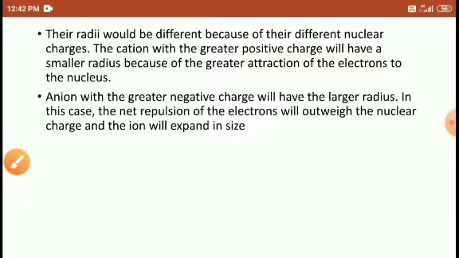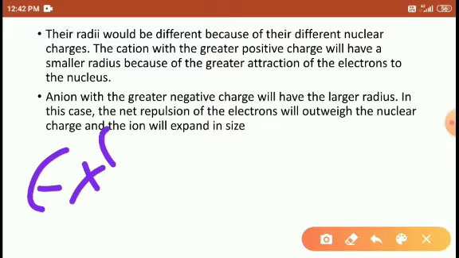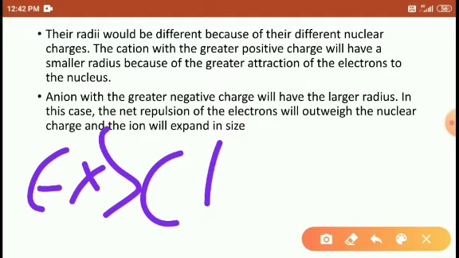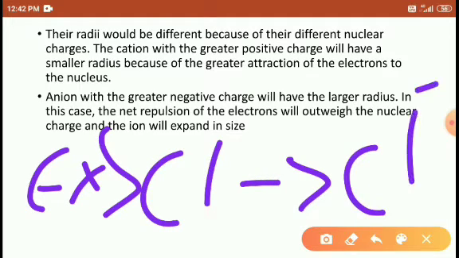Right, students? For example, chlorine. Last time we saw chlorine turn into the chloride ion. The size increases here.